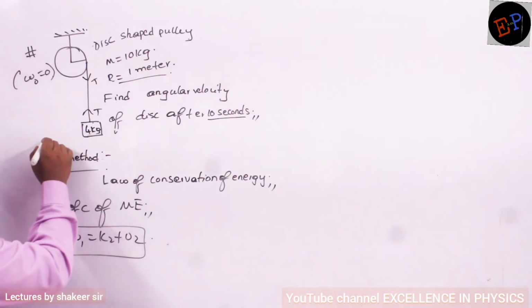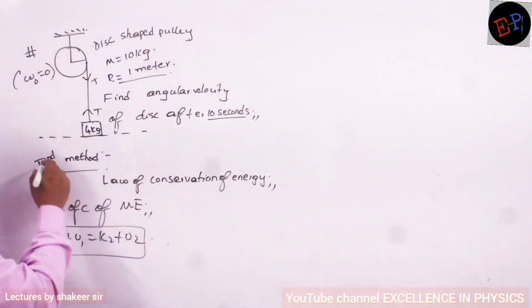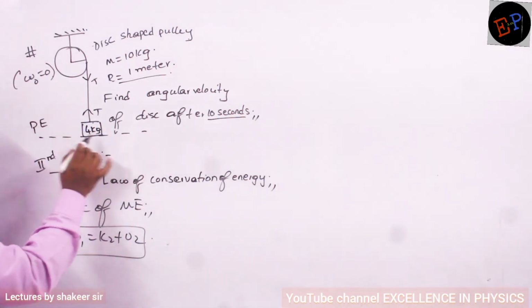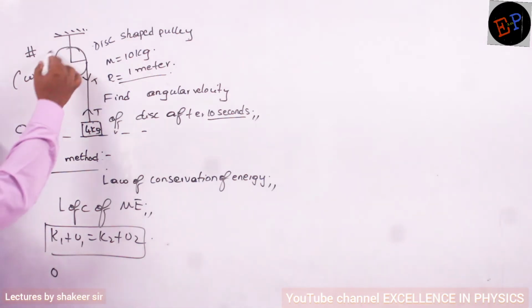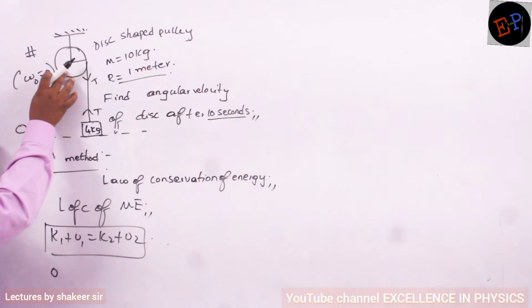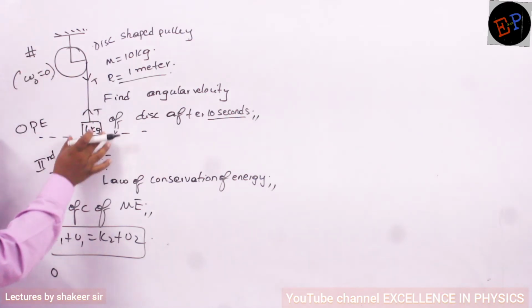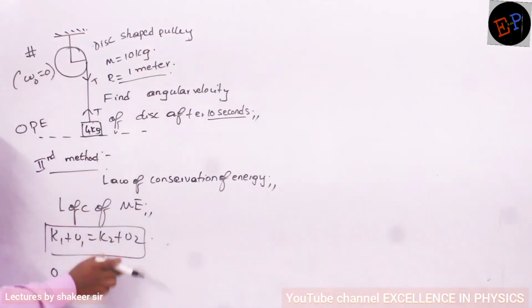Let us take this position to be the initial potential energy, or you can take this as the zero potential energy reference. Are you able to understand? The position of the disk will never change. The disk will be present at the same position, but this mass starts continuously moving downwards. Are you able to understand?